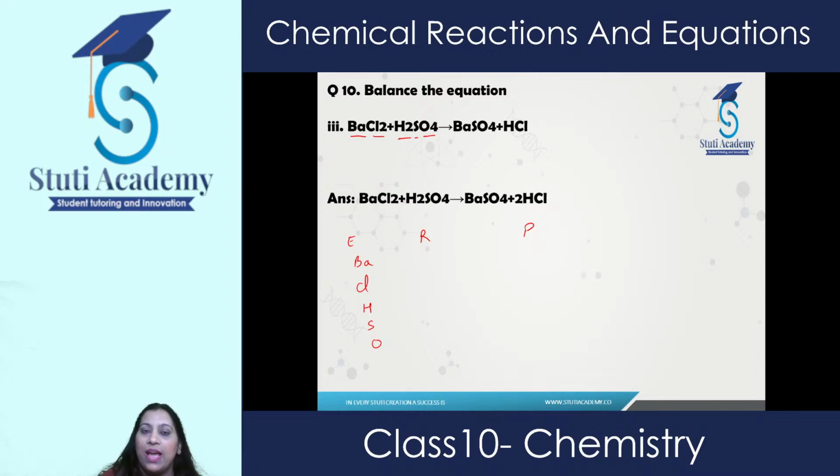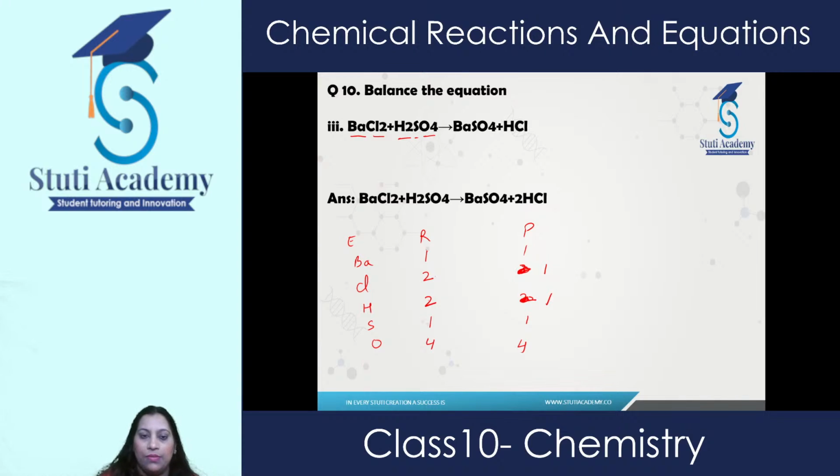First let's look at the reactant side. Barium, here is 1, here is also 1. Chlorine 2, here chlorine is 1. Hydrogen 2, here hydrogen is 1. So barium 1, 1, chlorine 2, chlorine 1, and hydrogen 2, hydrogen 1, then sulfur 1, here is also 1, oxygen is 4, here is oxygen 4.